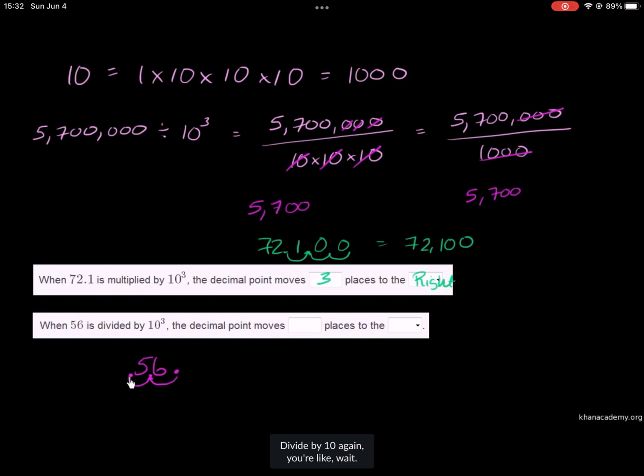Divide by 10 again, you're like, wait, if I keep moving the decimal place again to the left, what am I moving it to the left of? Well, you could throw a 0 right over here. And so if you move the decimal point 3 places to the left, you are left with 0.056. And you might want to put a 0 out here just for clarity. But what we did here is we moved the decimal point 3 places to the left in this situation. We got a smaller value.